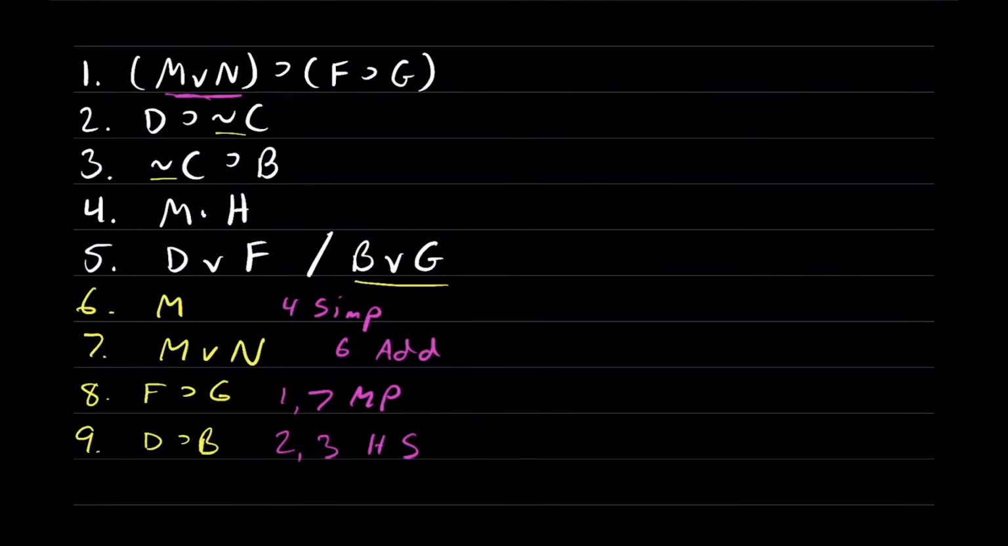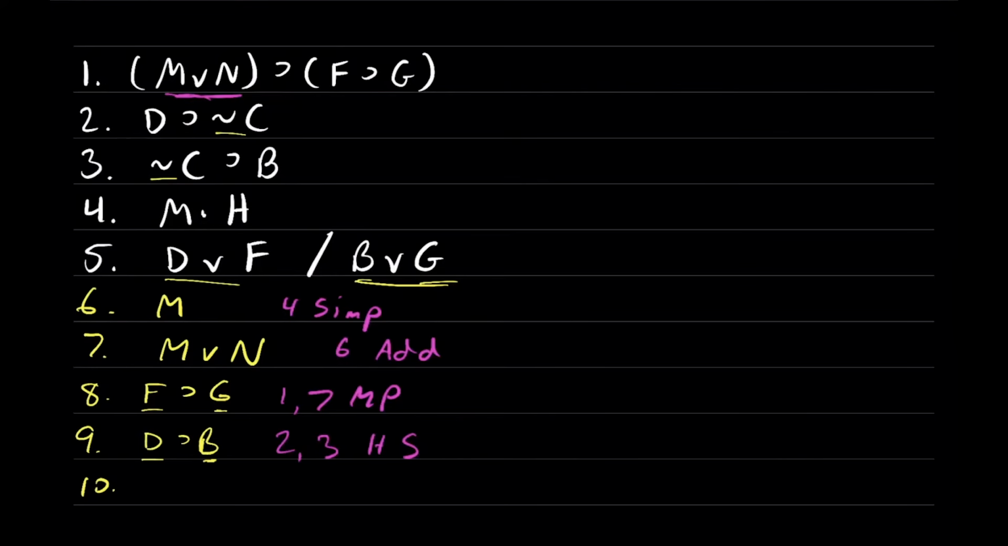Moving on, this next step might require a little bit of inspiration. What I see is that the conclusion here is a disjunction of two terms, B or G. And we have B and G right here in lines 8 and 9 as the consequents of two conditionals. So it's starting to look like a constructive dilemma. We know that D or F is the case. Well, F implies G and D implies B. So if either D or F is true, we know that either B or G would have to be true. This is looking a lot like a constructive dilemma. We just have to set it up as one.